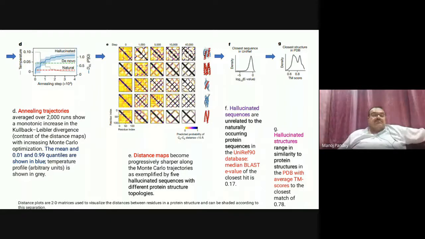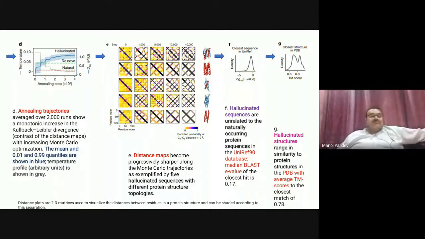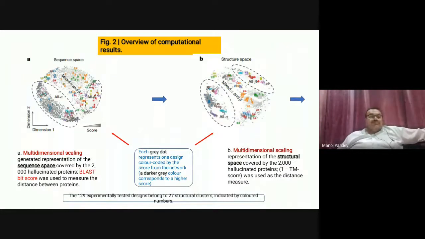F and G show the hallucinated sequences and hallucinated structures respectively, unrelated to naturally occurring protein sequences. The database used is UniRef with a BLAST E-value of 0.17. Whereas the hallucinated structures range in similarity to protein structures in the PDB, with an average TM score of 0.78. The second figure in the result comprises an overview of computational results.